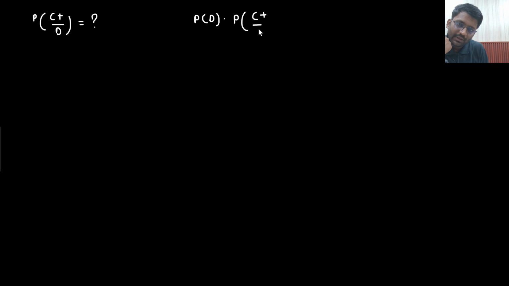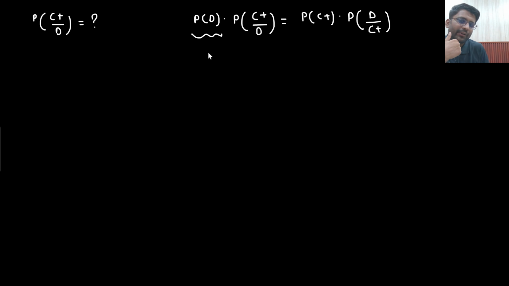We are supposed to find out probability of C plus given D. This is what we are supposed to find out. So I know that probability of D multiplied with probability of C plus given D would be equal to probability of C plus multiplied with probability of D given C plus.